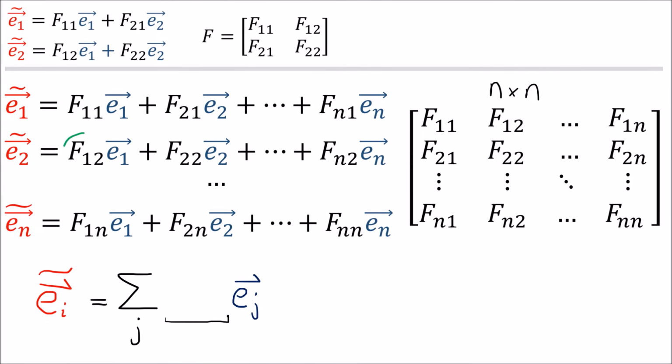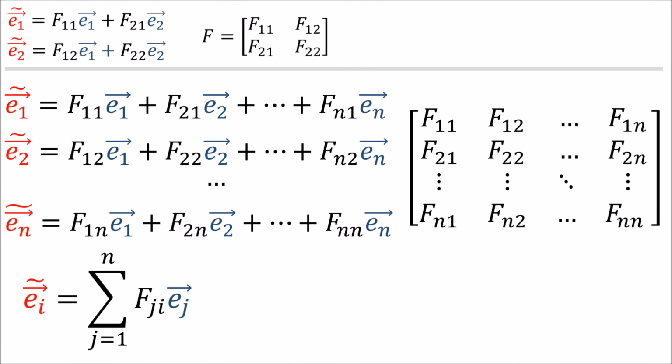Well, if you look up here, you'll see that f12 tells us how much of e1 makes up e2 tilde. And over here, fn1 tells us how much of en is inside e1 tilde. So really, the coefficient I want here is fji. Fji tells us how much of ej makes up ei tilde. So really, this summation summarizes all of the above equations nice and simply. So this is the forward transformation in n dimensions.